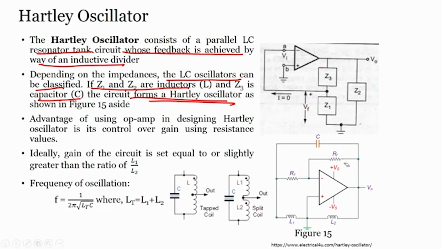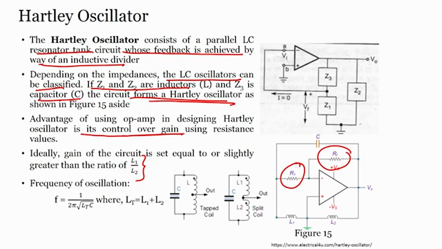The advantage of using an op amp in designing an oscillator is control over the gain using resistance values. We already know that if we use an op amp, we can change the gain with the help of the resistor values. Ideally, the gain of the circuit is set equal to or slightly greater than L1 by L2. You have to remember that the ideal gain of this particular oscillator is set equal to or slightly greater than L1 by L2.